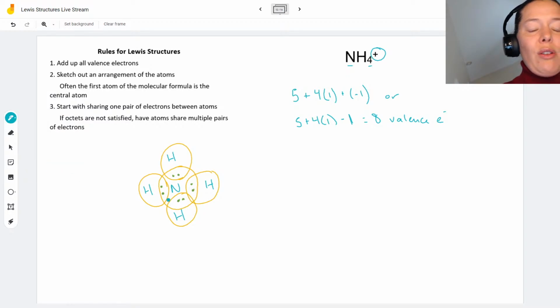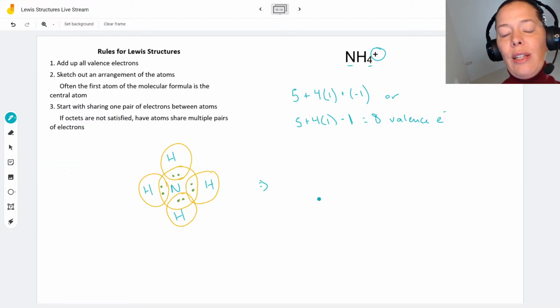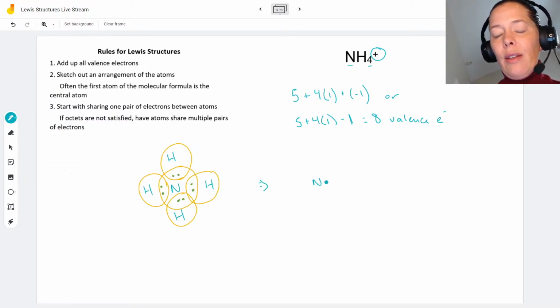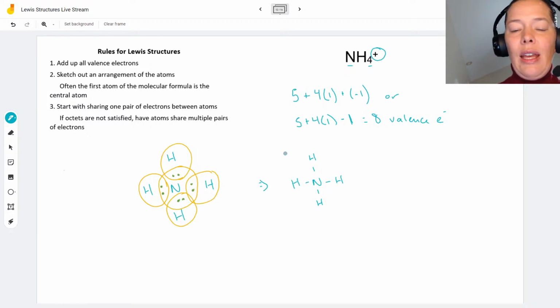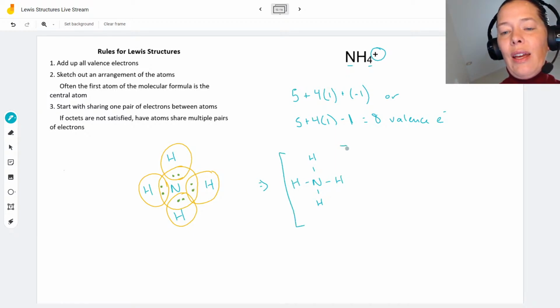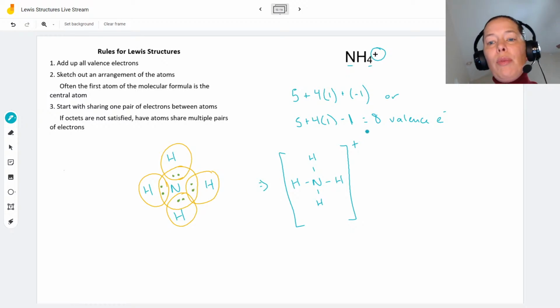So let's draw it a little more neatly, a little more clearly. So we're going to have nitrogen with a single bond to each of the hydrogens. And we also want to specify that this has a formal charge, so we will use brackets. And I'm just going to put the positive charge on the outside. So this is the Lewis structure for the ammonium polyatomic ion.